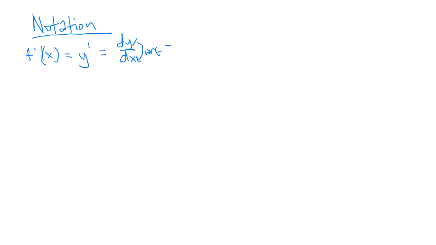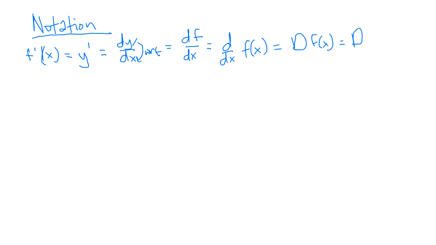Going off of that, we can rewrite that as df over dx. Once again, with a similar mindset, we can say d over dx of our function f of x. We can also mark this using capital D f of x, or the derivative with respect to x of f of x. So all of these mean the exact same thing.